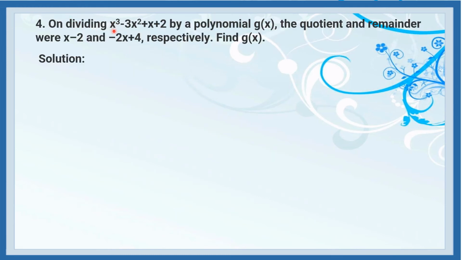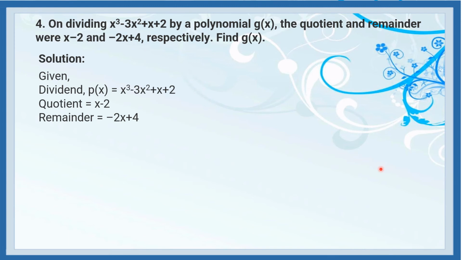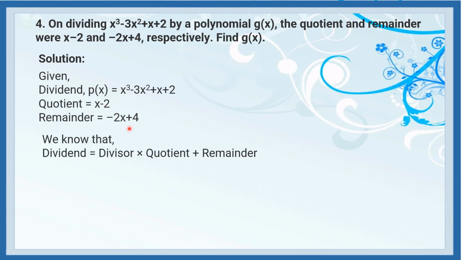On dividing this cubic polynomial by a polynomial g of x, the quotient and remainder were x minus 2 and minus 2x plus 4 respectively. Find g of x. So we can use the division algorithm. Let us write all the divisor, quotient and remainder. What is the division algorithm? Dividend equals divisor into quotient plus remainder. So write this.